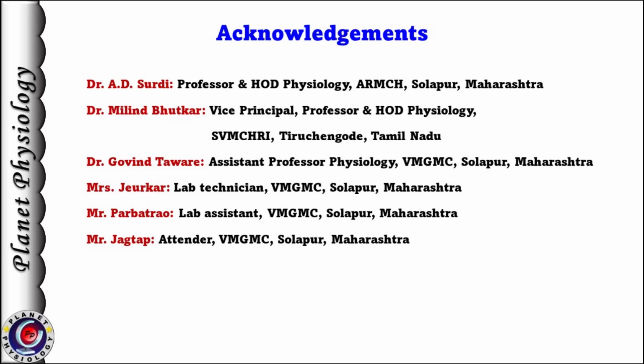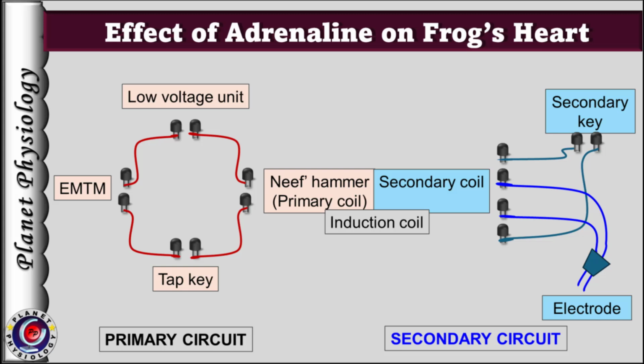To study the effects of adrenaline, an electrical circuit is set up with Neef's hammer in the primary circuit. It is used to stimulate the vagus nerve and the crescent before and after administration of adrenaline. This setup is useful for identification of an unknown drug used in the experiment during the examinations.